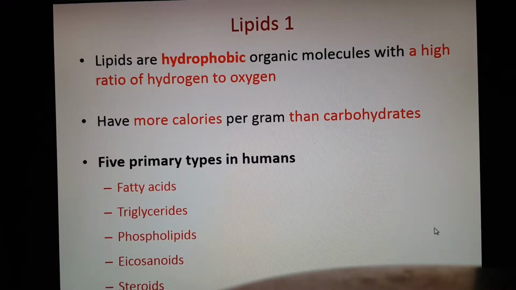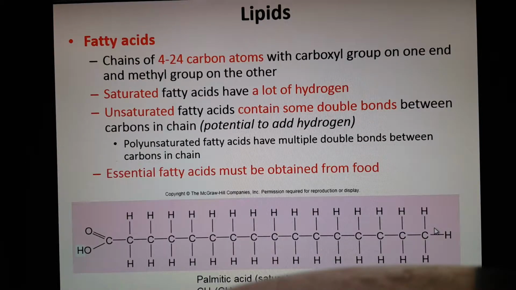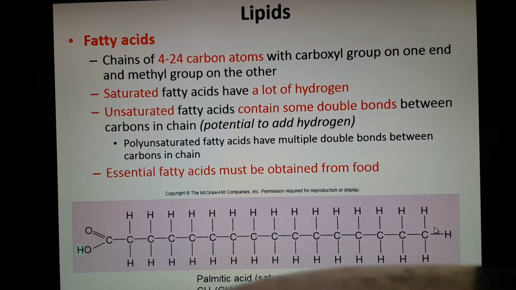And so there are 5 primary types in humans. We have fatty acids, triglycerides, phospholipids, eicosanoids, as well as steroids. So the first type are fatty acids. They're chains of 4 to 24 carbon atoms with a carboxyl group at one end, which is this right here, and a methyl group on the other end.